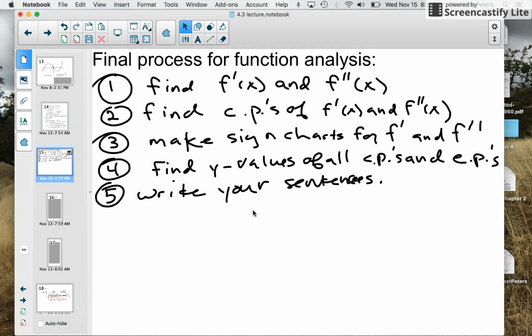All right, this leads us to our final process for function analysis. So we've got 5 steps. Our 5 steps are to find the first and second derivatives. Then we want to find the critical points of the first and second derivatives. We want to make sign charts for the first and second derivatives. And then we want to find the y values of all of those critical points and end points. And then we're going to write our sentences of explanation.